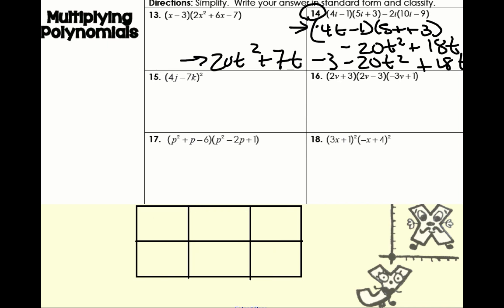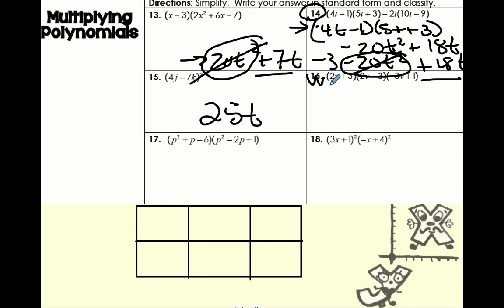Okay, now I'm ready to combine like terms. So I have 20t squared and negative 20t squared, so they cancel. 7t goes with 18t, which makes 25t. Negative 3 doesn't have anything to go with, so we just write negative 3. So in the end, when we simplify this, it becomes two terms, so it's called a binomial. Degree is 1, so it's a first degree binomial.